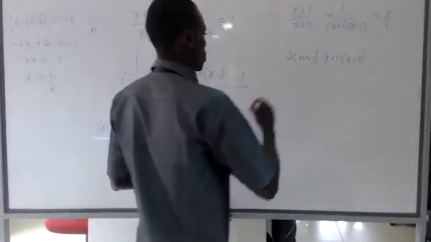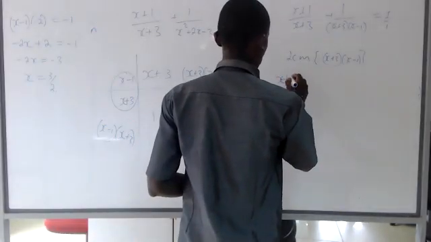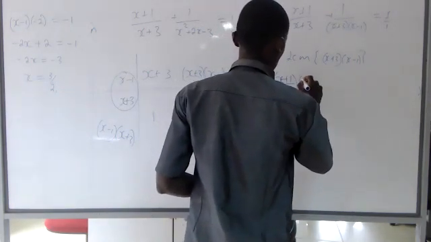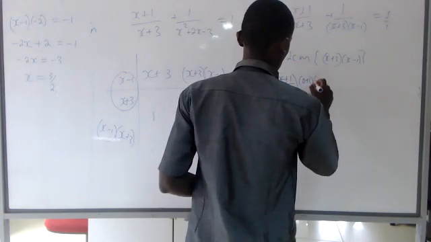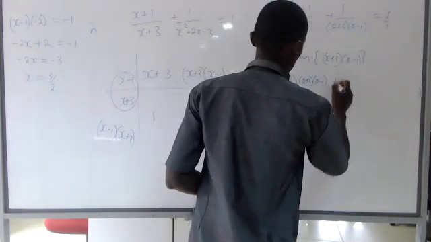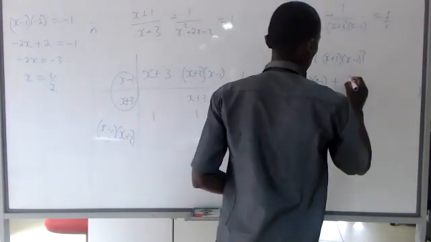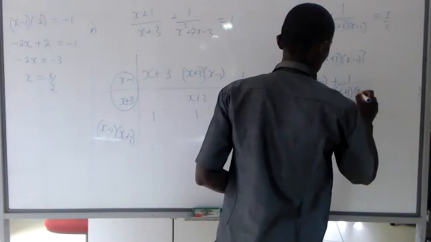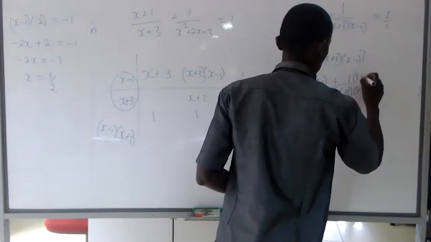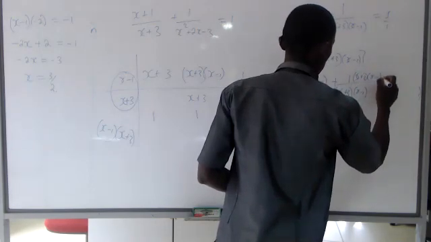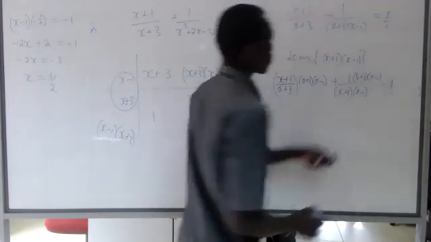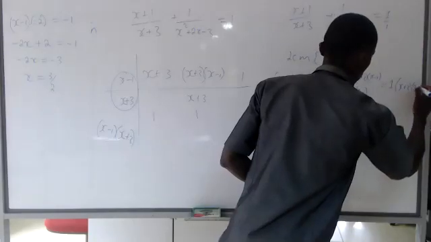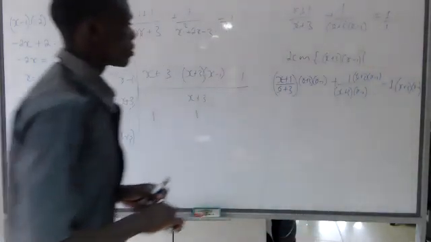That's exactly what I did. So I took x plus 1 divided by x plus 3. All this I multiplied by x plus 3 times x minus 1. Plus the middle term is 1 divided by x plus 3 times x minus 1. I multiplied this by x plus 3 times x minus 1. This is equal to 1 times the LCM, which is x plus 3 times x minus 1.